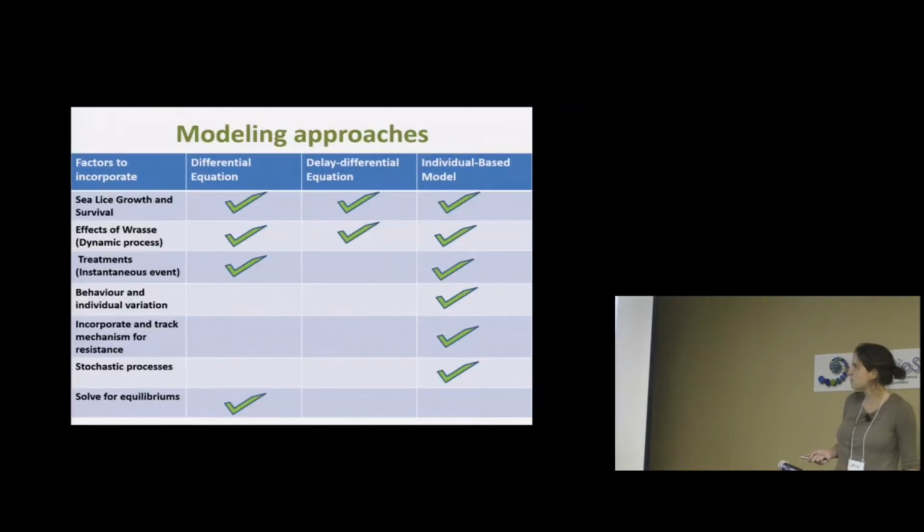And when we look at different modeling approaches, we need to be able to incorporate a lot of factors on a lot of different levels. We want to look at stochasticity. We want to look at behavior and individual variation. We want selection events that can be instantaneous or constant, such as the cleaner fish. And really, individual-based models are the only approach that is flexible enough to incorporate all of this information. So that's what we used.